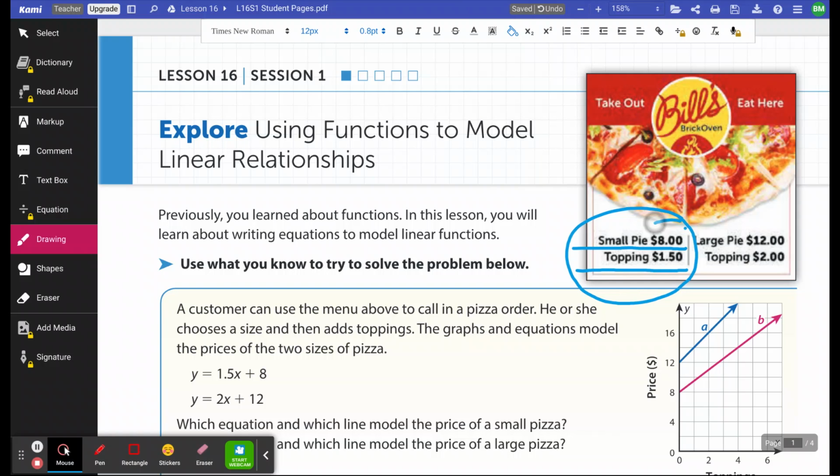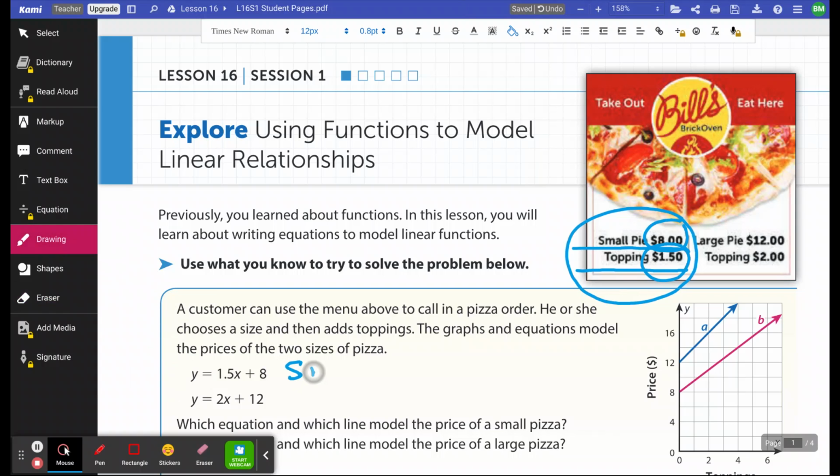Again, this is my starting value. I'm looking for a y-intercept or a b of 8. And I'm looking for a rate of change of $1.50. So it looks like this first equation has a y-intercept or a b value of 8, and it looks like I have a rate of change of 1.5. So that looks like it is the equation of my small pizza.